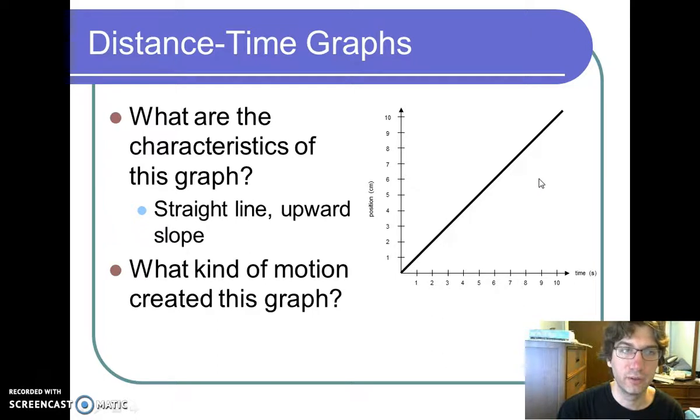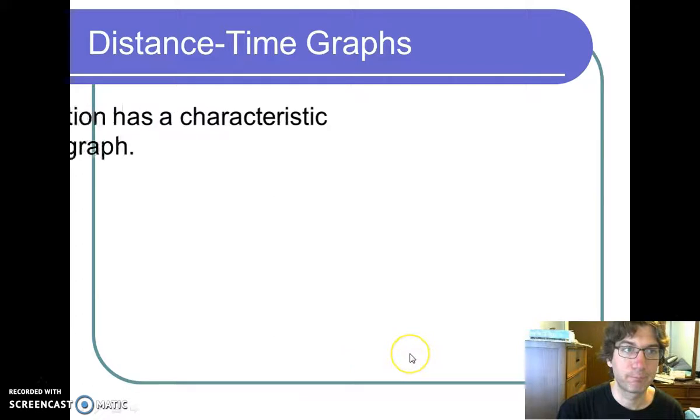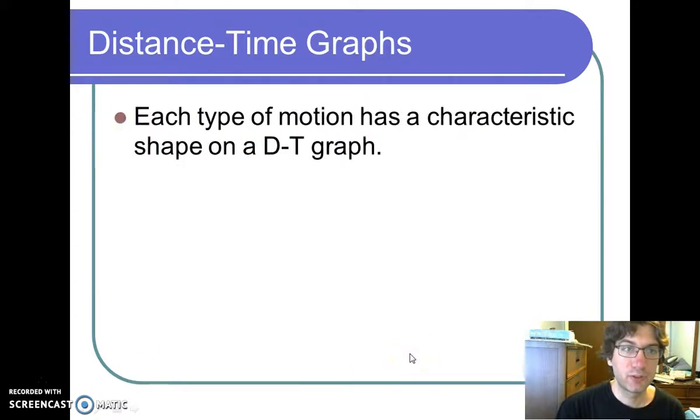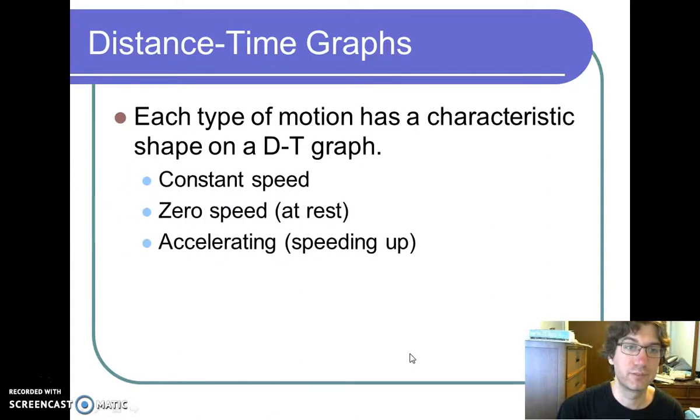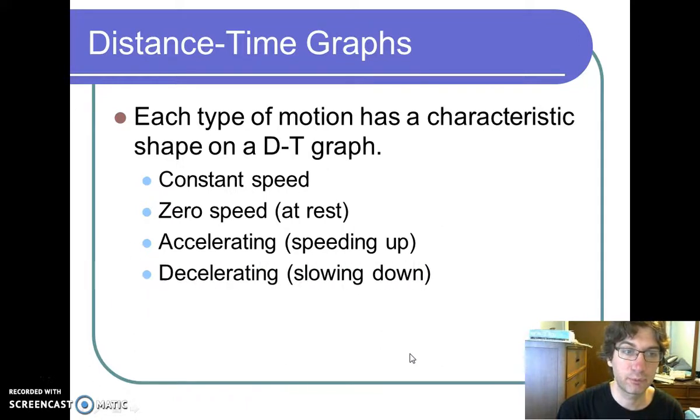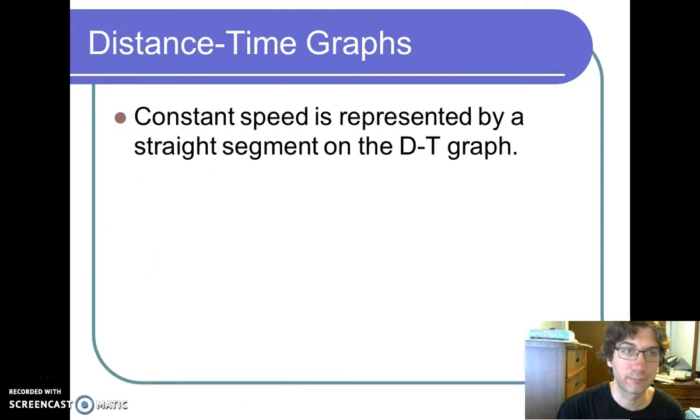I do not know direction here, so I can't really say velocity. I just know that this is going at a constant speed because it has a constant slope. Right, there you go, constant speed. Each type of motion has a characteristic shape on our graph. So we have a constant speed, we have 0 speed, that would be like at rest, or we have accelerating, which is speeding up, or we have decelerating, again, a negative acceleration, which would be slowing down.